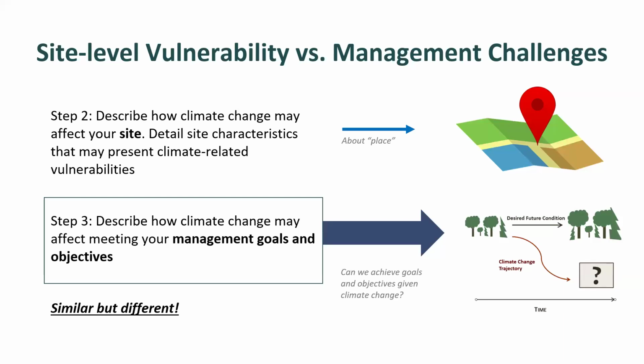This step requires evaluation of site level characteristics like slope and aspect, tree canopy cover, understory composition, soil properties, and overall health. In step 3, we consider how those site level impacts affect our ability to achieve our management goals and objectives, whether climate change creates additional challenges or if there are some climate-related opportunities too. In essence, can we set out to do what we meant to do using current management options?